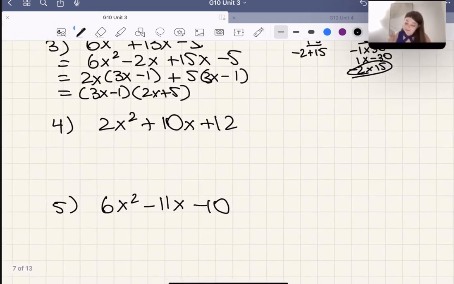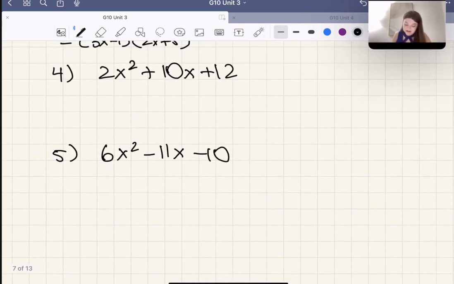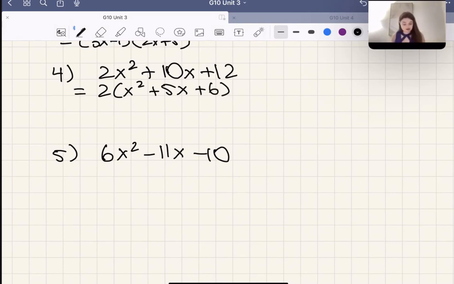Oh, and something I should mention too, and I didn't do this up here for number 2, and I should have actually, is something I like to say: always common factor when you can. When you're able to common factor in the beginning, then always do so. Absolutely always do so. So this one here, we can treat the same way we treated one of the previous ones, because this is the same as 2 times x squared plus 5x plus 6.